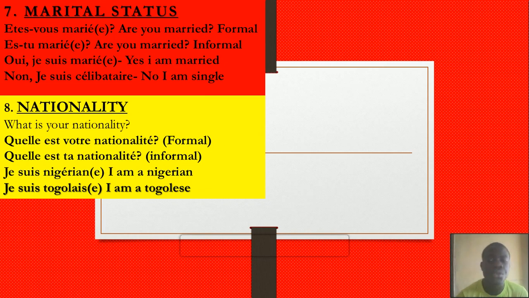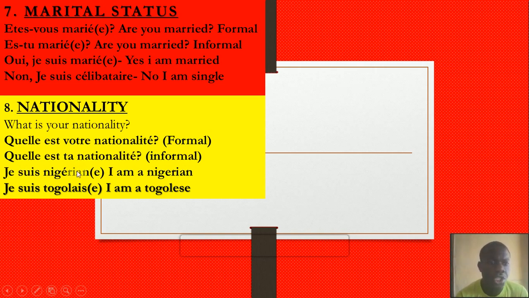We're going to the next step now, which is nationality. Your country, where you come from. Very important to know that sometimes, because your nationality tells us more about you. A question may be asked, or you may be the one asking. What is your nationality? In a formal way, we say, quelle est votre nationalité? And in the informal way, you can say, quelle est ta nationalité?